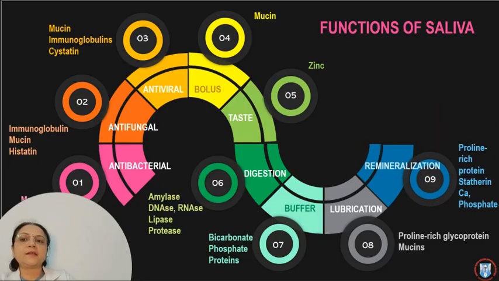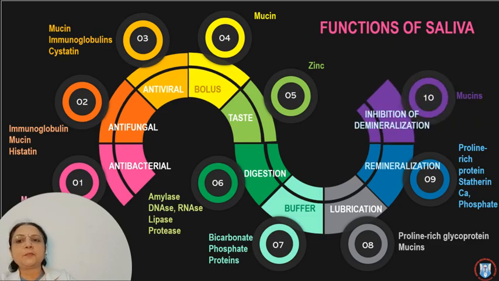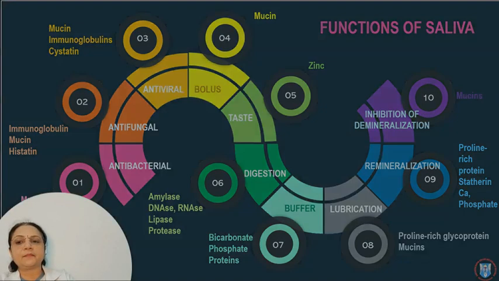The remineralization ability of saliva is achieved by proline-rich protein, statherin, calcium, and phosphate ions. Saliva also plays a major role in inhibiting the demineralization of hard tissue by protecting the teeth, along with mucin.